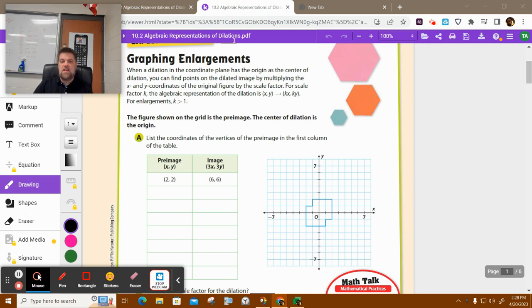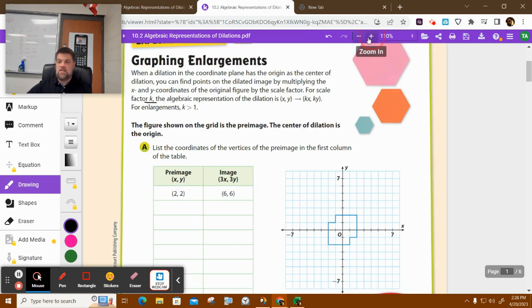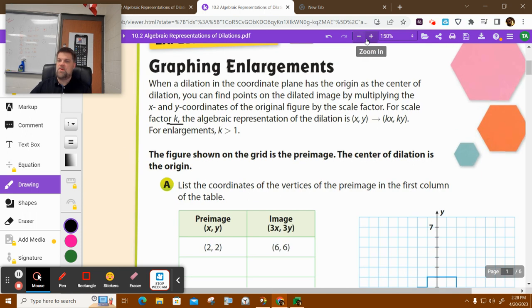It says here that when a dilation in the coordinate plane has the origin as the center of the dilation, you can find the points of the dilated image by multiplying the x and y coordinates of the original figure by the scale factor. Okay? And so they're saying that if you have a scale factor of k, let me zoom in a little bit so you guys can see that in the back. Did I share that on your screens?